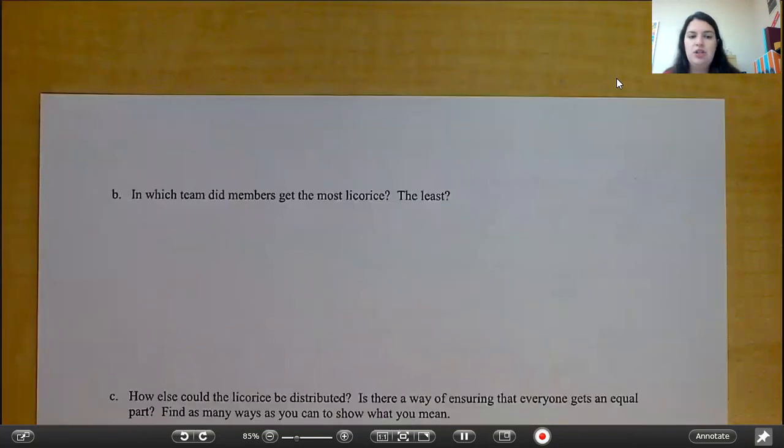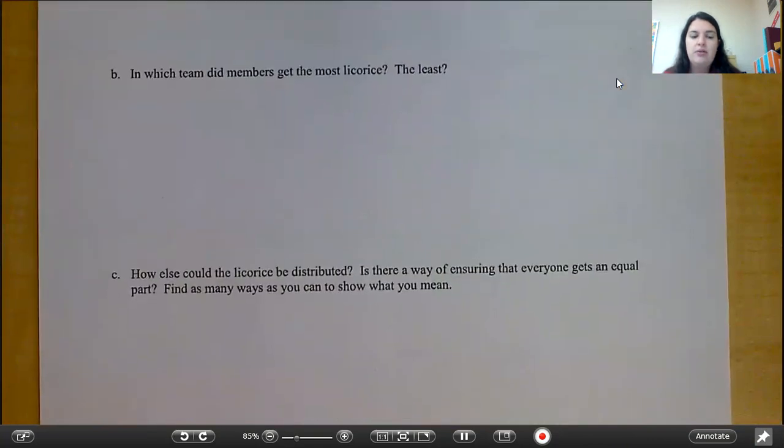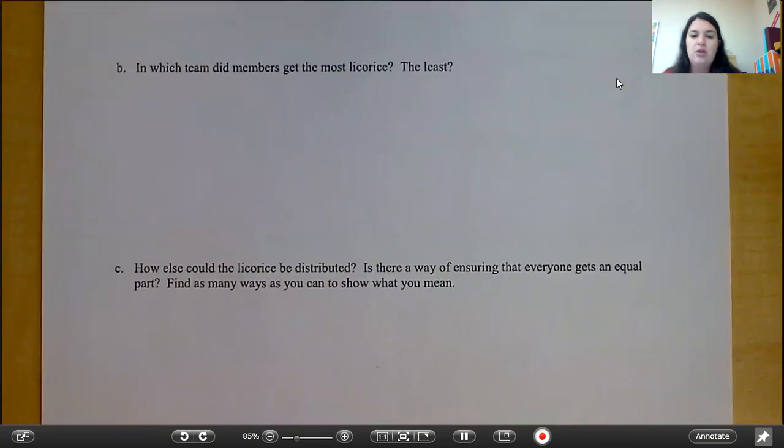B says, in which team did members get the most licorice, the least? And C says, how else could the licorice be distributed? Is there a way of ensuring that everyone gets an equal part? Find as many ways as you can to show what you mean. So you want to pause the video and answer questions 6-3, A, B, and C. Just jot some ideas down because this is going to be a discussion that we have in class. So go ahead and pause the video now.